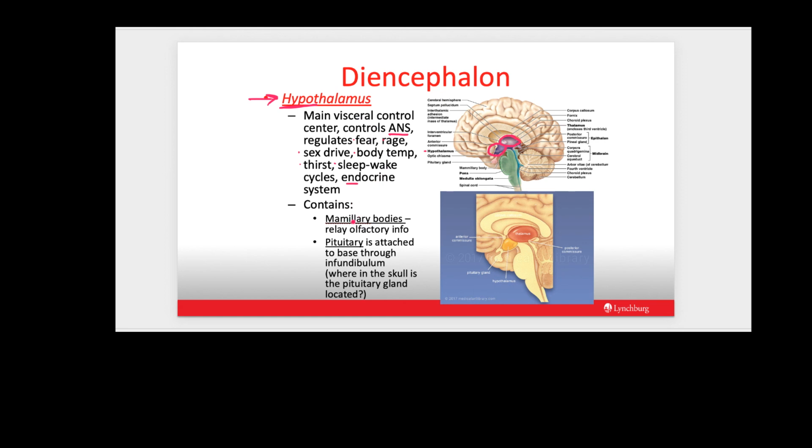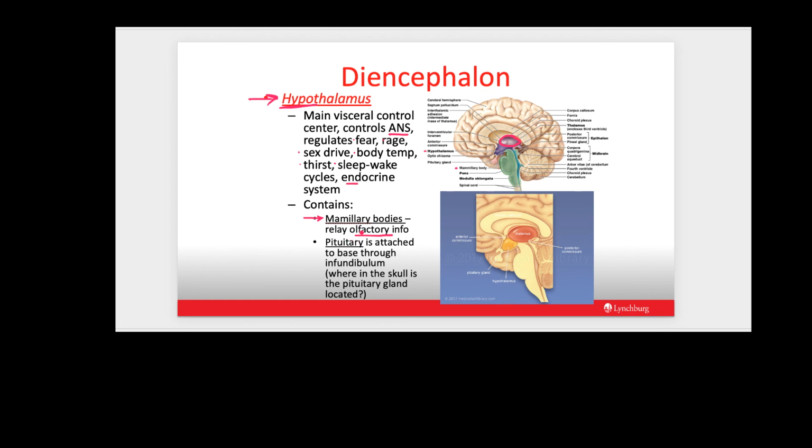It contains a couple structures. One is going to be the mammillary bodies. So if you look on this, I'm trying to see my little tiny, let me get rid of this one here. There we go. Okay. So mammillary bodies are going to be these two tiny little kind of bulb-shaped structures that are located in the hypothalamus. And mammillary bodies are a site that relay olfactory information.